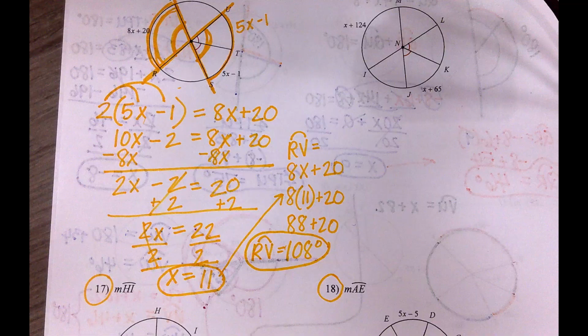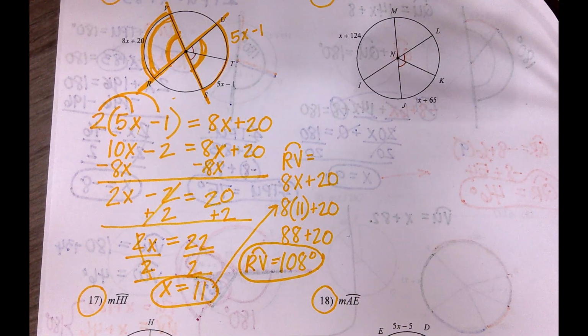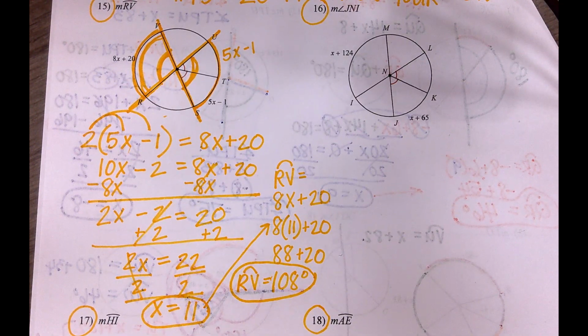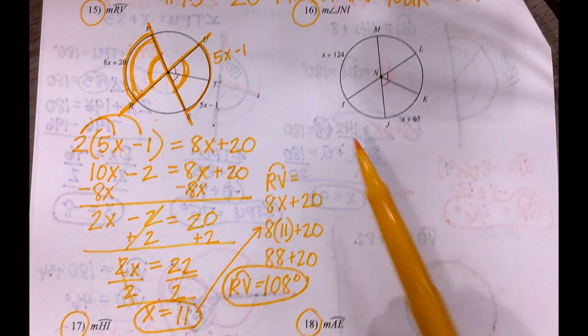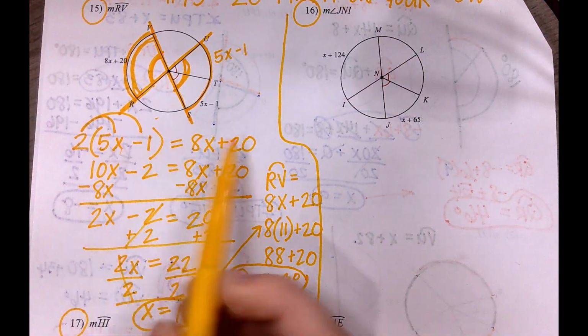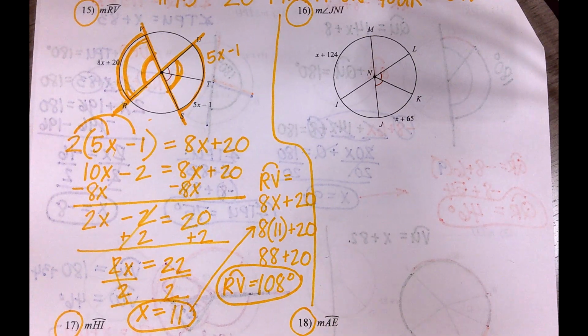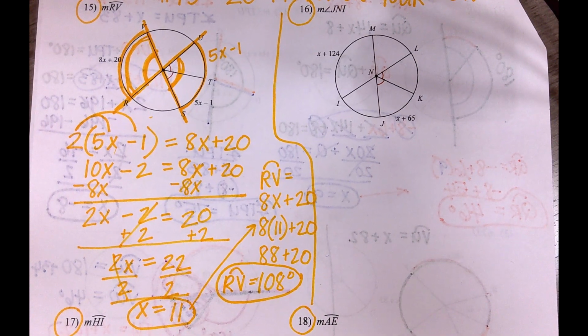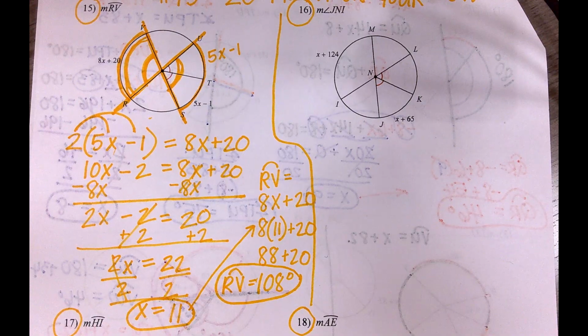Very nice. So, in all of these problems, the hardest part can be figuring out where to start, what equation to set up. But really, there's 2 steps every time. 2 big steps. Your first step is to find x, and your next step is to plug that in for whatever value you're trying to find. Okay, so number 15, we solved for x, we plugged it in, we got RV. It's the same thing for all the rest, you guys.